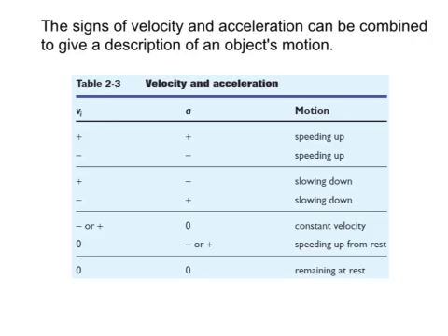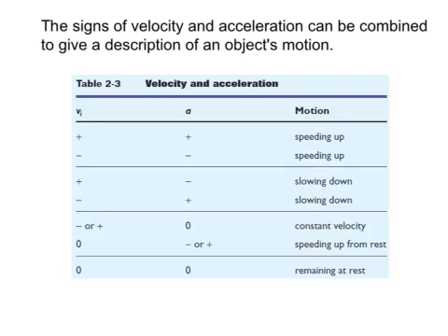So we can more fully describe an object's motion by looking at the signs of velocity and acceleration. We can combine them to give an overall description of an object's motion. This table here then gives us the conditions under which our objects will be speeding up, slowing down, have a constant velocity, speeding up from rest, or if they're staying at rest. So if an object has both positive velocity and acceleration, or both negative velocity and acceleration, our object is speeding up. If the signs are opposite, with positive velocity and negative acceleration, or the opposite, we're slowing down.